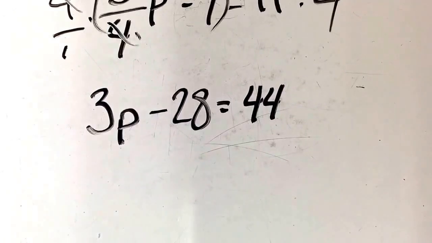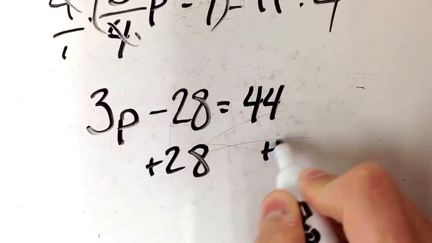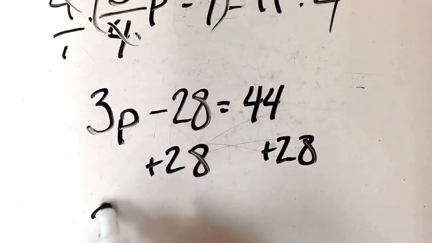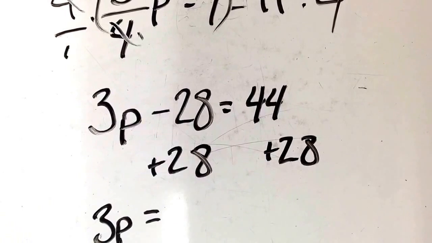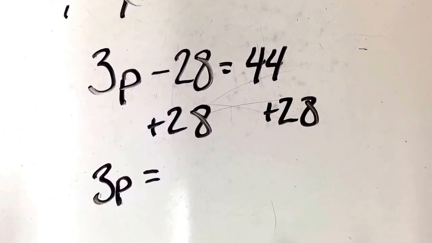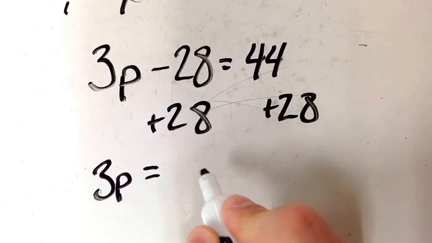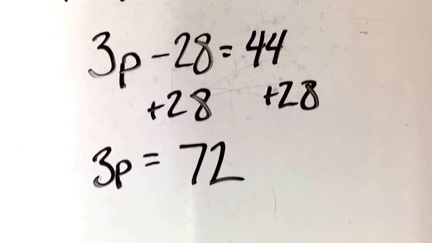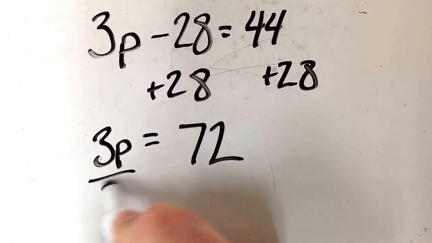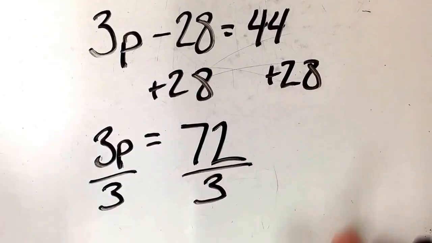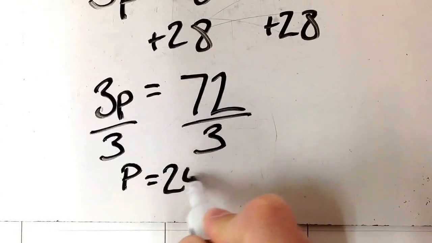And what I can do is the same process as before: add 28 to both sides. 3p minus 28 plus 28 would cancel out, so that would be 0. So 3p equals 44 plus 28, which should be 72. All right, so 3p equals 72, and then of course I do the opposite of multiplying by 3, which would be to divide by 3 on both sides. That leaves me with my final answer of p equals 24.